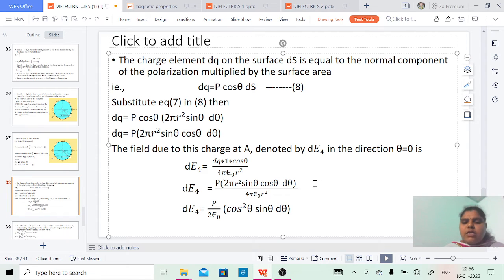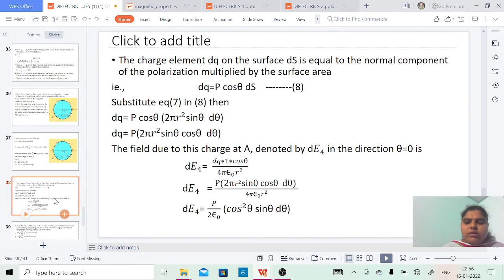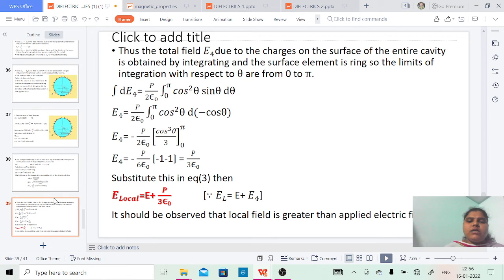Cos theta times cos theta becomes cos square theta. Next, the total field at E4 due to the charges on the surface of the entire cavity is obtained by integrating over the surface element, which is a ring. So the limits of integration with respect to theta are from 0 to pi.